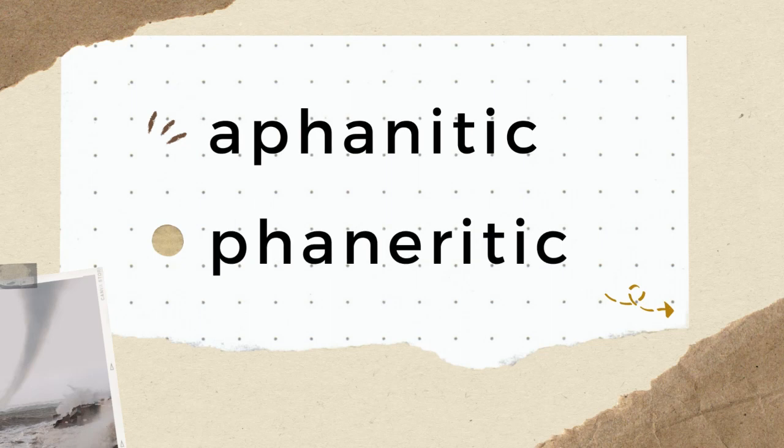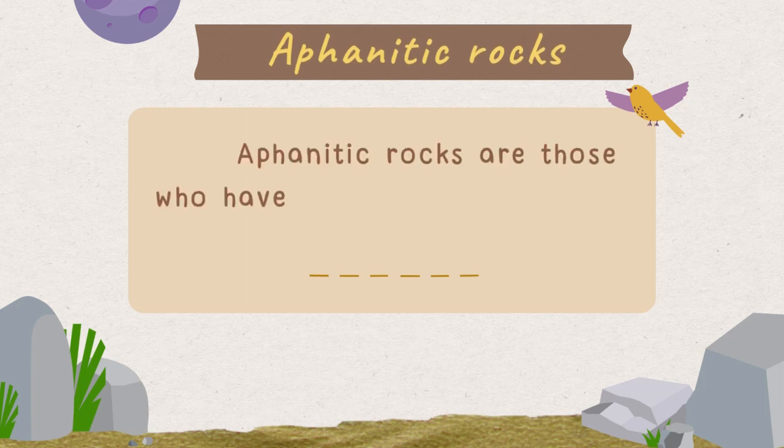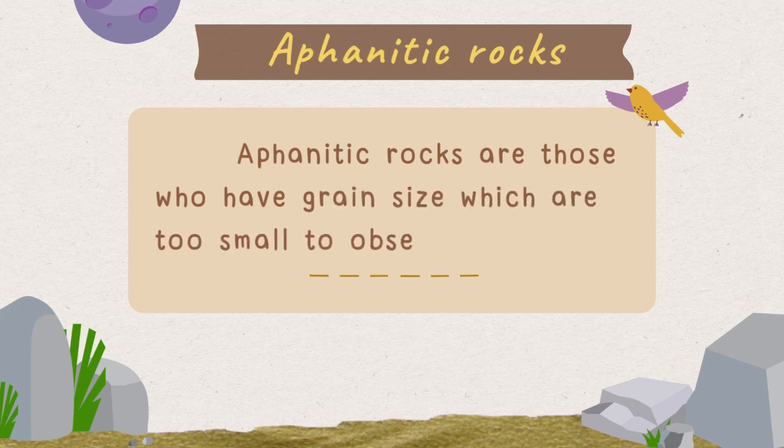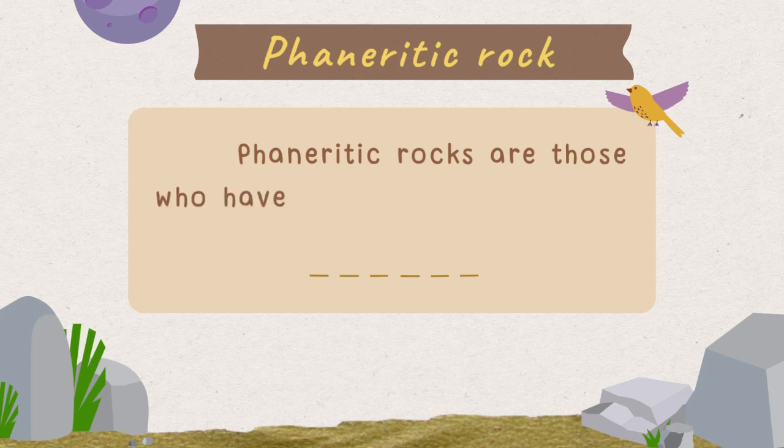Generally, rocks can be described as aphanitic or phaneritic. Now, let us identify the difference between aphanitic rocks and phaneritic rocks. Aphanitic rocks are those that have grain size too small to observe. Phaneritic rocks are those that have grains big enough to see with the naked eye.